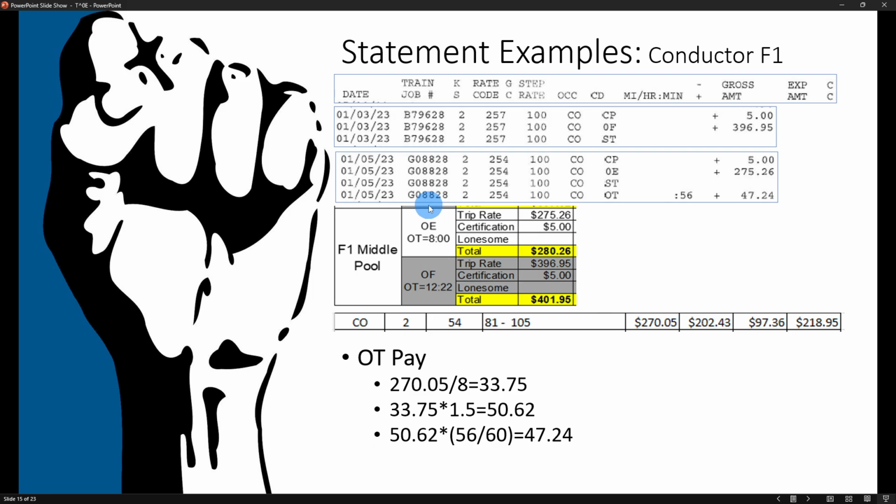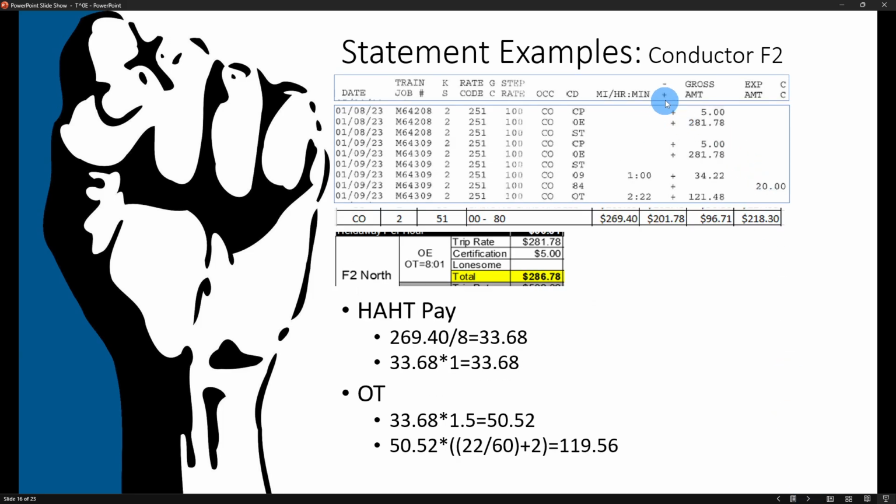So what we've got to do to figure out the overtime is look at the rate code, and it was between 81 cars and 105 cars, so it's 254, which is correct. Now we take this high rate number here, divide it by 8, then multiply by 1.5, and then multiply it by the amount of overtime. Boom, numbers match. We're good.